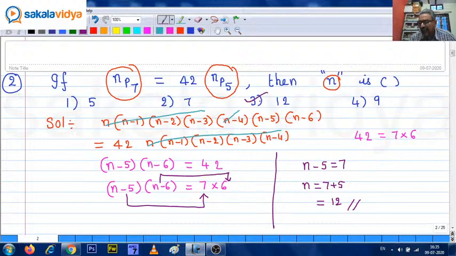Otherwise you can verify by substitution also. See, 5 minus 5 is 0, does not work. 7 minus 5 is 2, 7 minus 6 is 1, no. 12 minus 5 is 7, 12 minus 6 is 6, 7 into 6 is 42. So the third option is the right option. Even by using the substitution method we can do this problem. I hope you have understood this one.